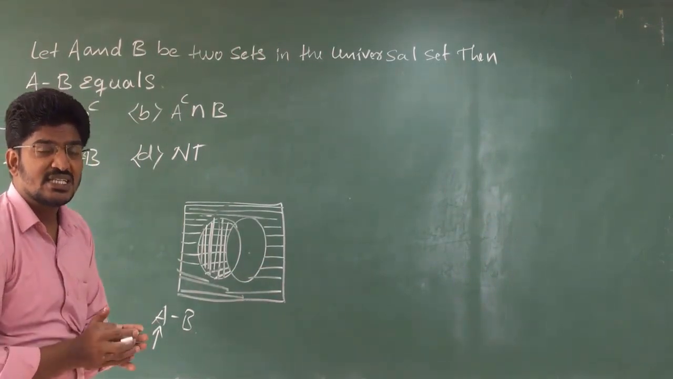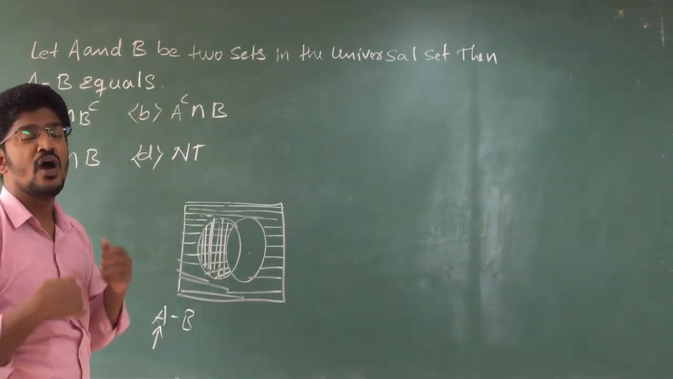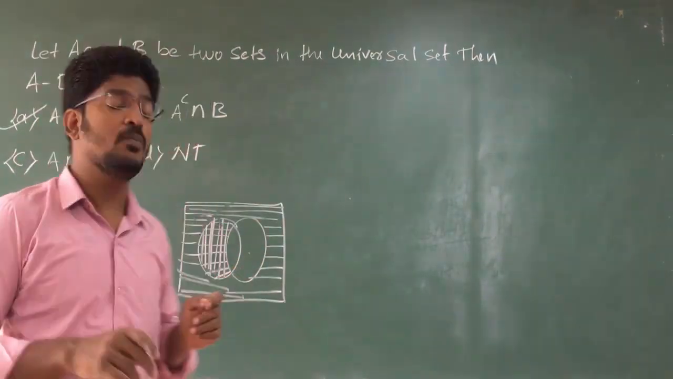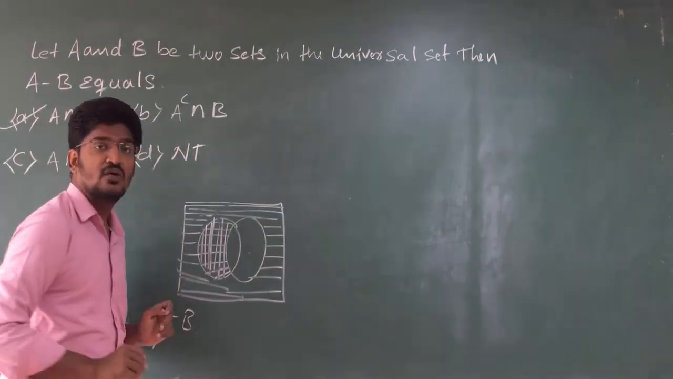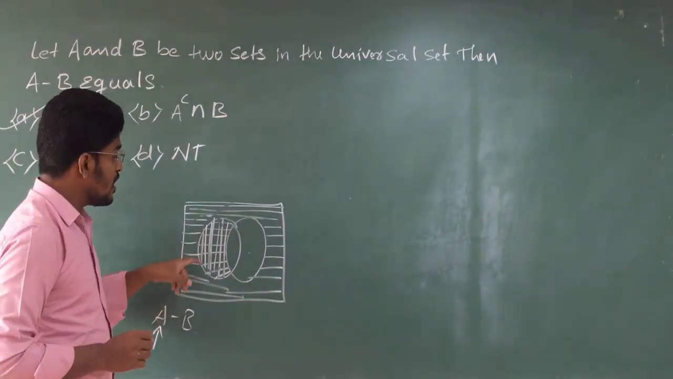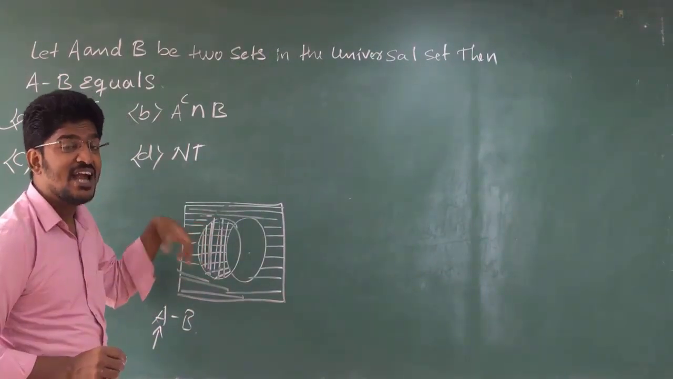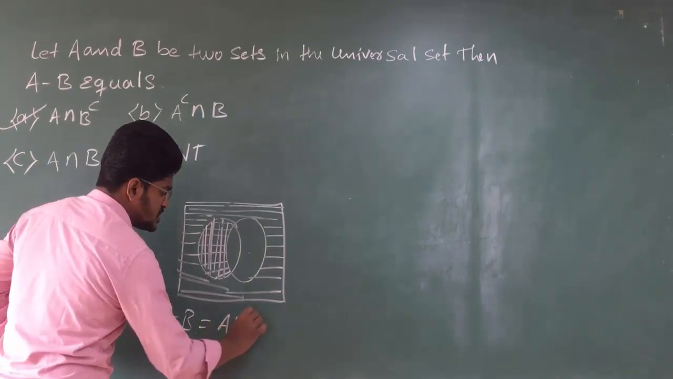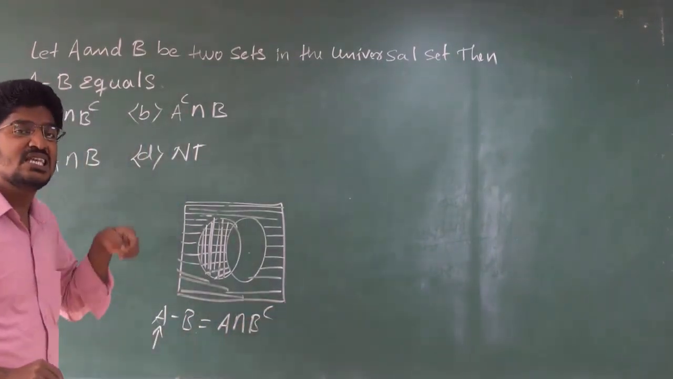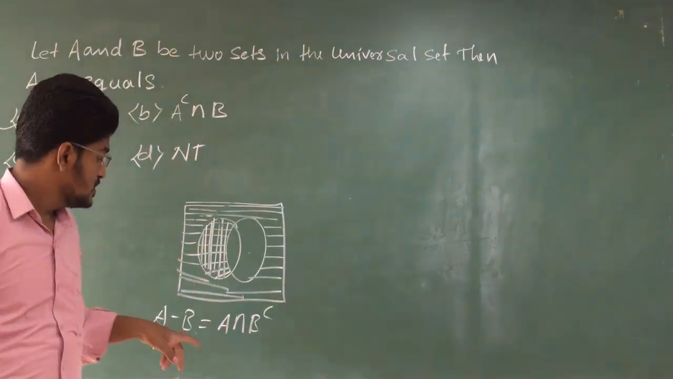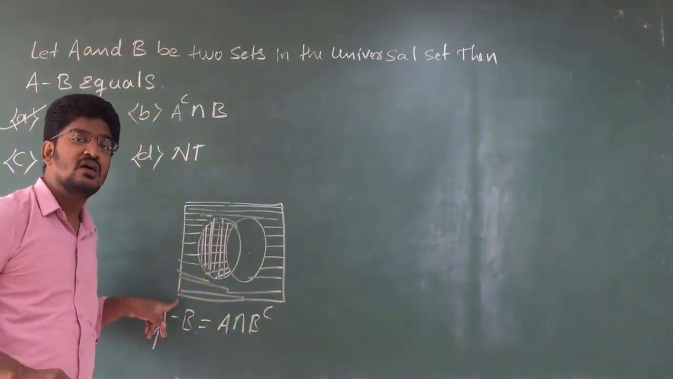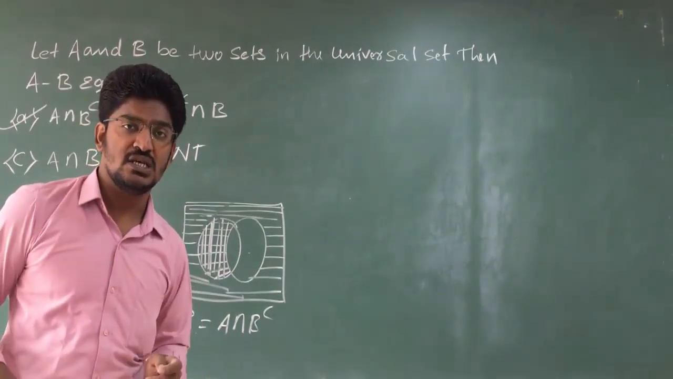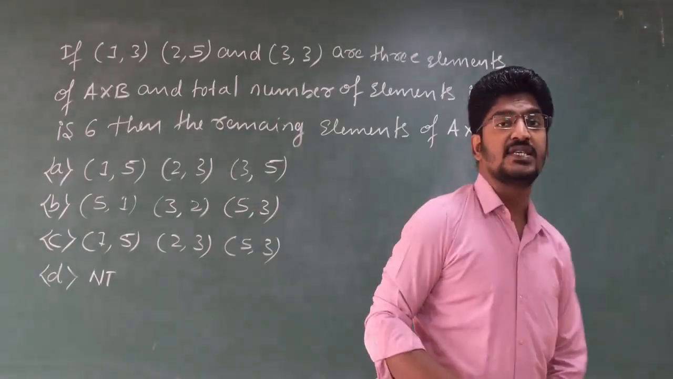Clear? If you don't understand, rewind the video and watch again. First I shaded B complement with this type of lines, horizontal lines. Next I have taken the common region with A and B complement. So that will be equal to A intersection B complement, elements in A but not in B. Are you clear? That's why option A is the correct answer. Okay students, so let us see the next problem.